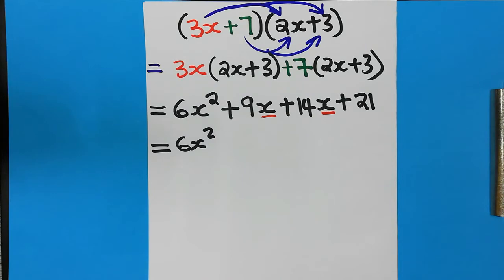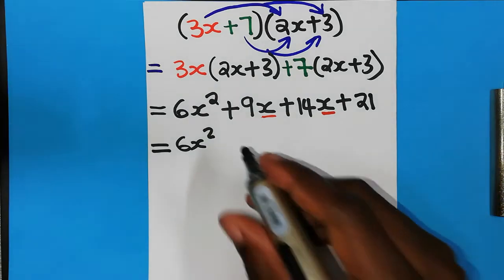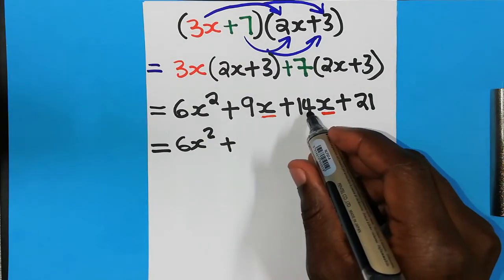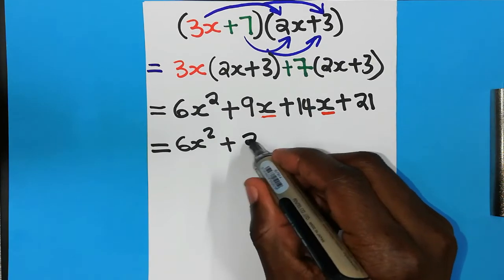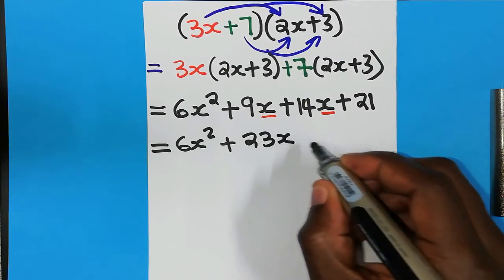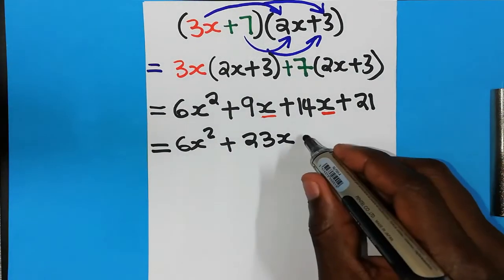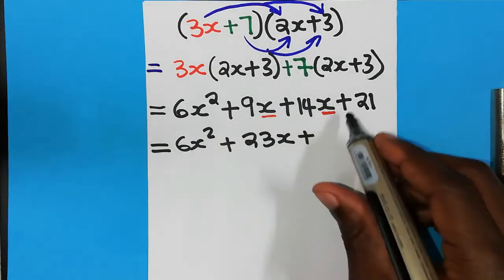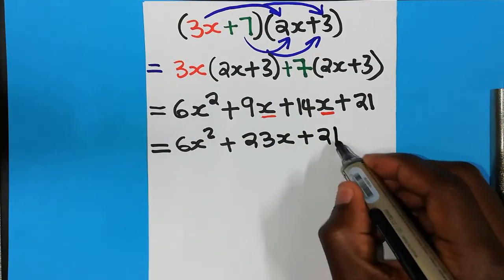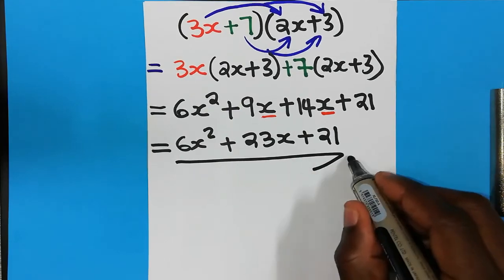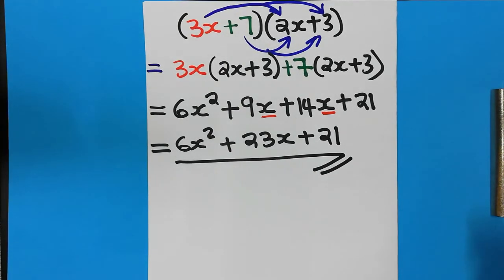I'll add them. So 9 plus 14 is equal to 23x, and the last one is just a number. It does not have a friend, so I'm not going to group it with anything. All right, so this is the final answer.